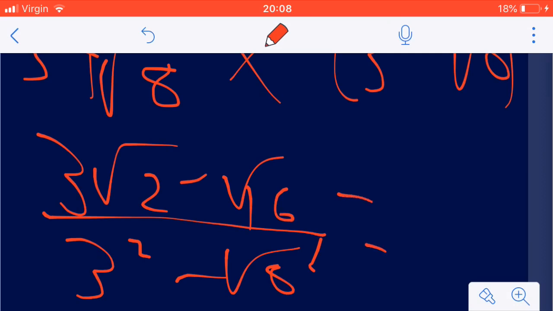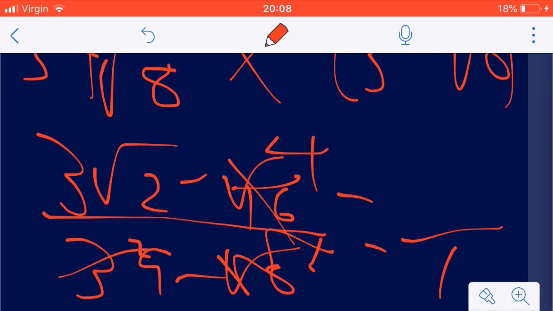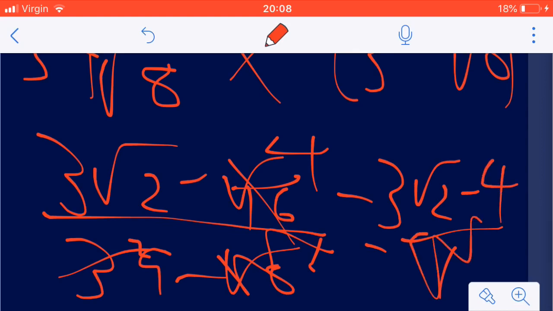so root 16. And then we can start cancelling this down. So root 8 squared is just 8, and 3 squared is 9, so 9 minus 8 is 1. Okay, on the top then, root 16 is just 4, so 3 root 2 minus 4, don't need it to be over 1, which means that's our answer, and that's all we need to know.